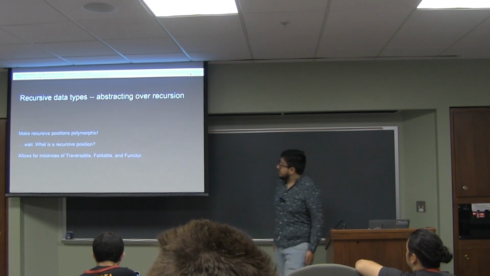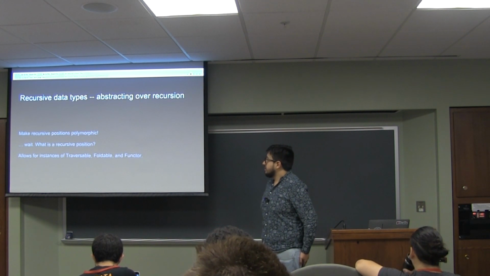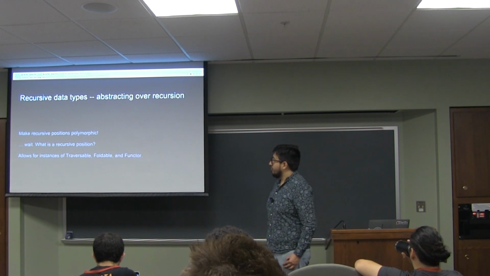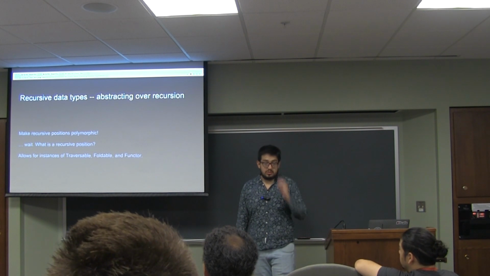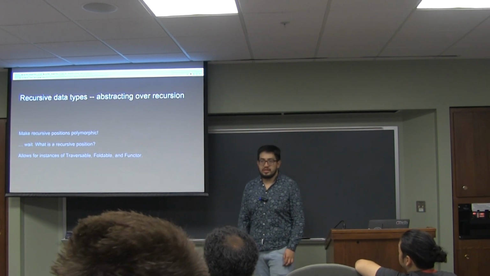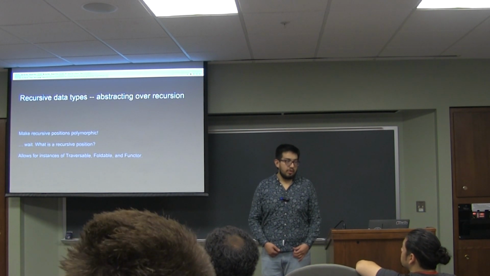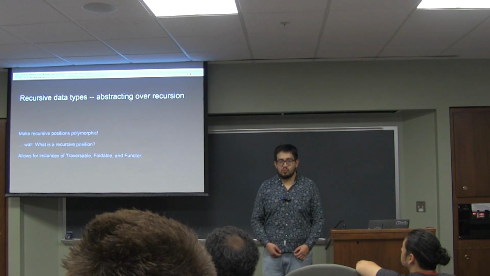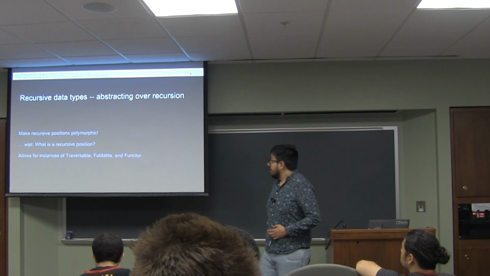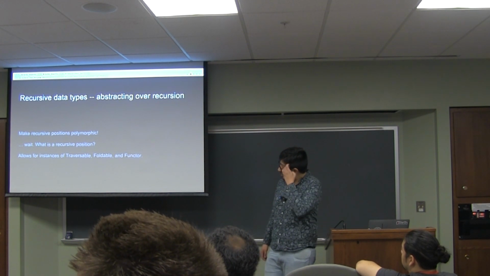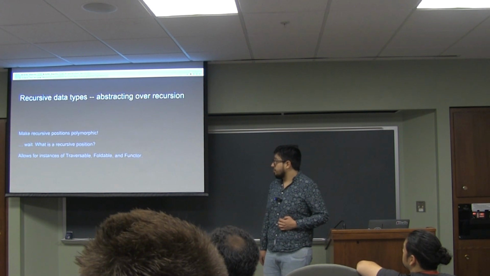Okay, so the first thing that we are going to do for recursion is abstract our recursion. We're going to decouple our data, what gives shape to our recursive structure, from the recursion itself. How are we going to do this? We're going to make the recursive position polymorphic.